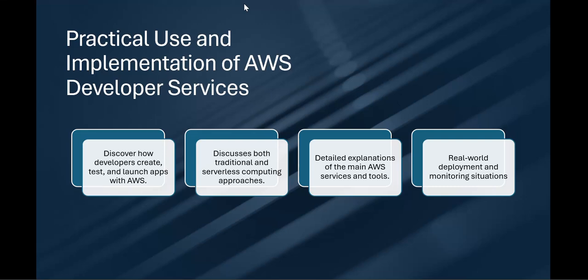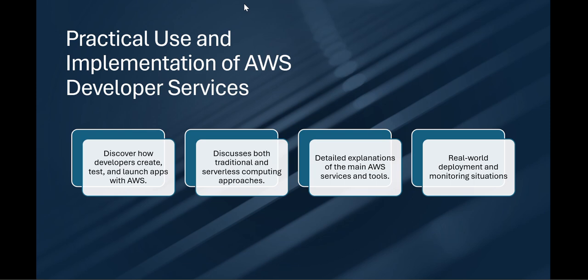I'm here to explain about the practical uses and implementation of AWS Developer Services. In the past video, we discussed some of the foundations of the AWS Developer Services, and here I'm going to explain about the practical uses. The first one is to discover how developers create, test, and launch apps with AWS. It discusses both traditional and serverless computing approaches, with a detailed explanation of the main AWS services and tools. And the last one is real world deployment and monitoring situations.